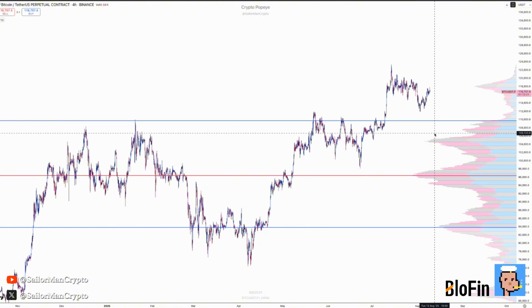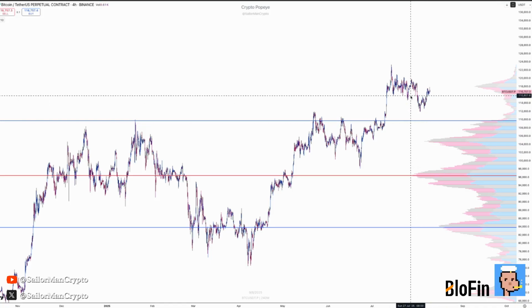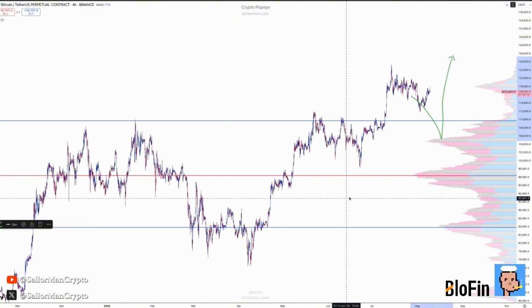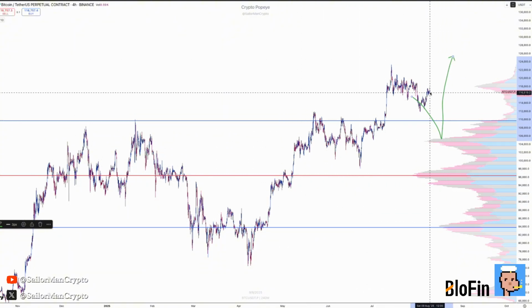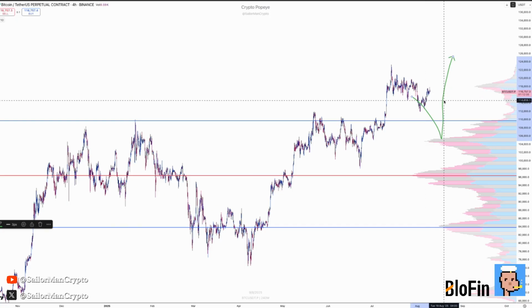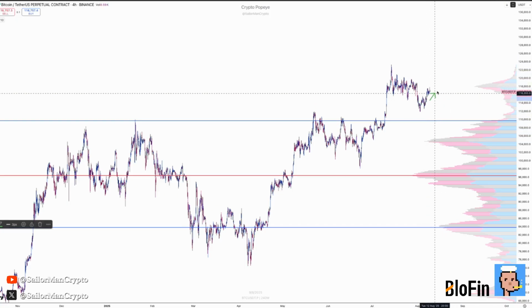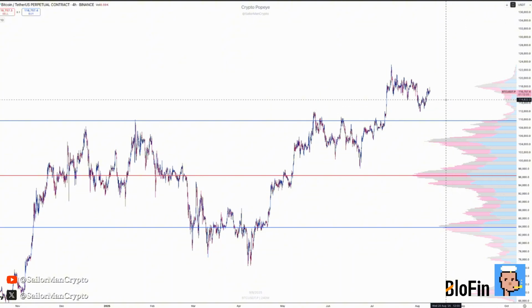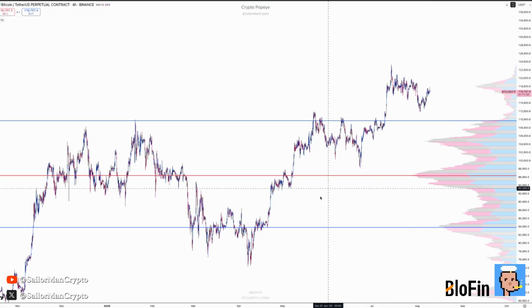So the first way to use these volume nodes is to consider them potentially support or resistance levels. So visiting them from above, you can expect or look for a bounce. Visiting them from below, you can expect a rejection. I don't know, for example, the one that is happening now. It's not that you simply trade using this. You have to use them as a confluence and with some other reasoning.